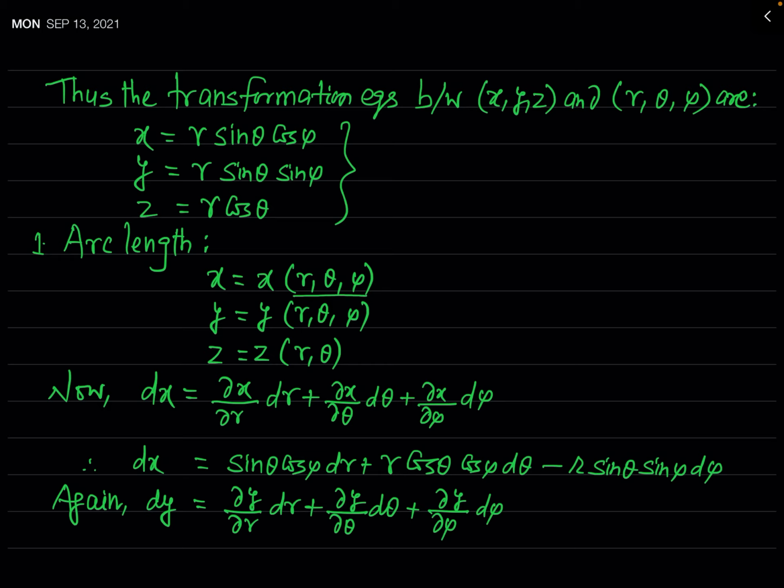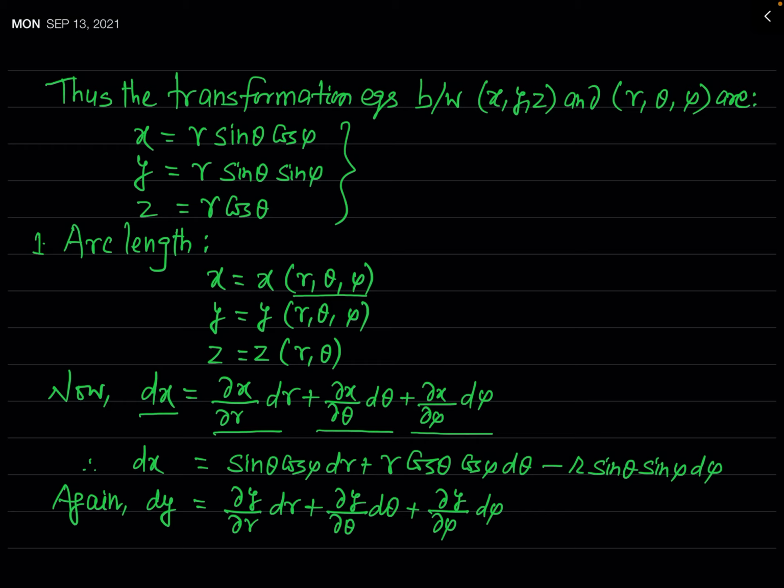If you want to calculate the value of dx, then you must follow the rules of partial differentiation, because x is not a function of only one variable, but of three independent variables r, theta and phi. So what will be dx? This will be del x by del r dr plus del x by del theta d theta plus del x by del phi d phi.